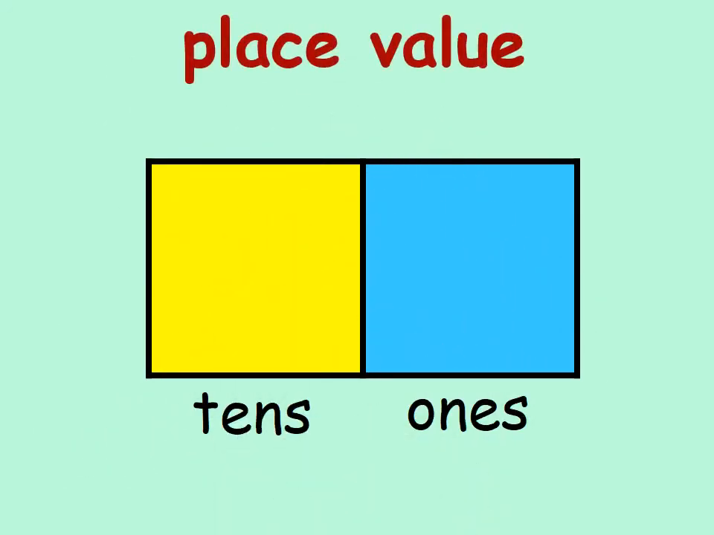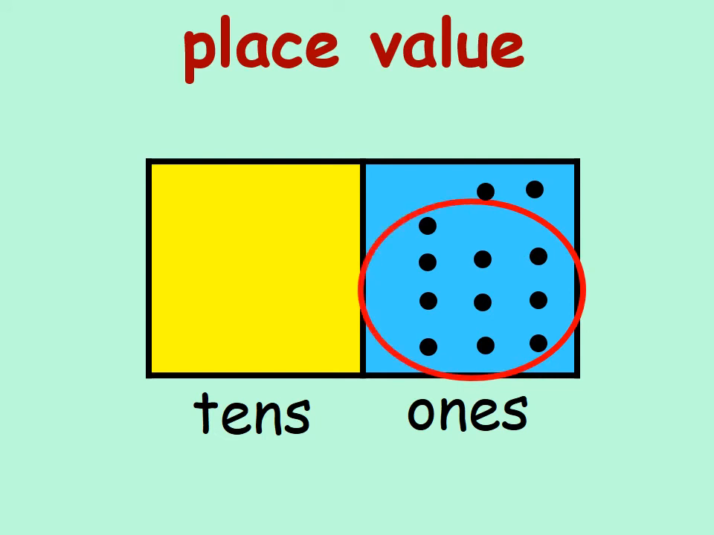Let's count the dots. We have 2 columns here. We have the ones and the tens. 1, 2, 3, 4, 5, 6, 7, 8, 9, 10, 11, 12. That's 12. We can't have that many, can we? So let's take 10 out. We have one group of 10. In that red circle, there are 10. 1, 2, 3, 4, 5, 6, 7, 8, 9, 10 dots. And there's one group.